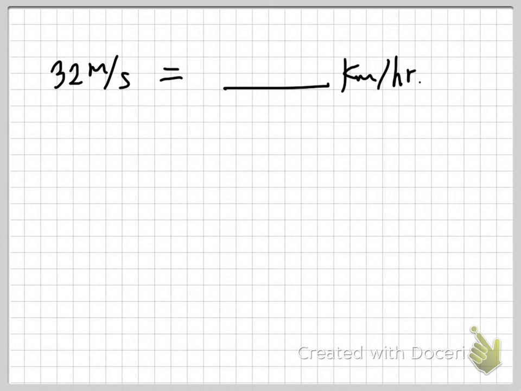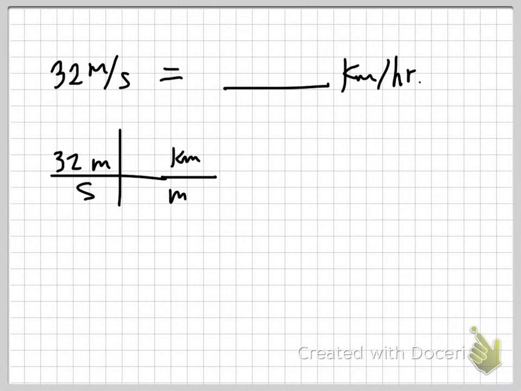With bigger batter, as you know, the big trick is making sure that your units are separated. So we know we're going to want meters to cancel, so we can do kilometers there. We know we want seconds to cancel, so we can do hours there. And so how many meters in a kilometer? Well, 1 kilometer is 10 to the 3rd meters.